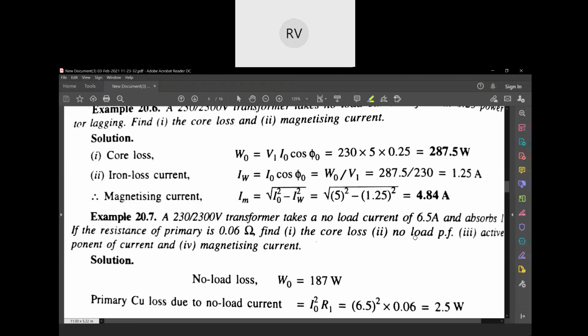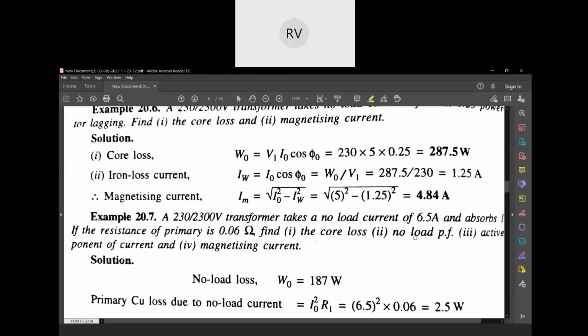So the next problem is a 230 by 2300 volts transformer that takes a no load current of 6.5 amperes and absorbs 187 watts. If the resistance is 0.06 ohms, find the core loss, no load power factor, active component of the current and magnetizing current. So we need to find out the core loss, that is W naught, and again the no load power factor, and then the active component of the current and the magnetizing current.